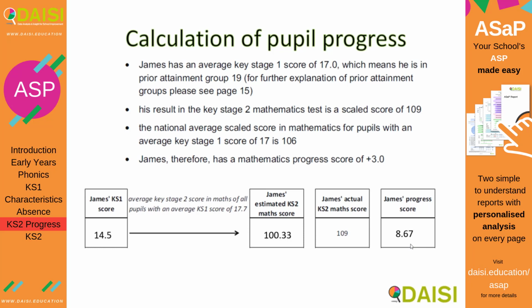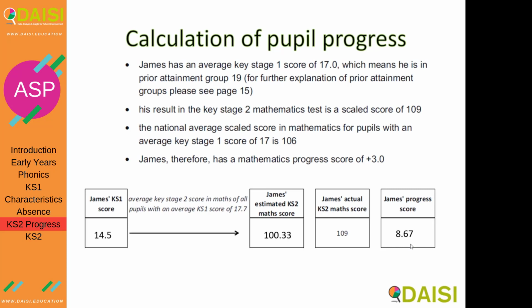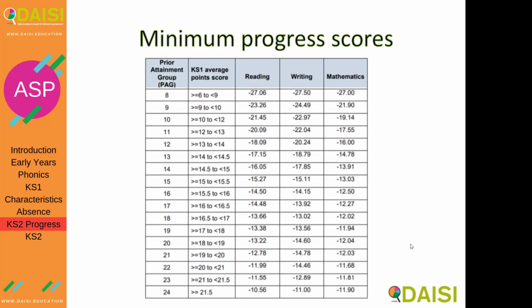And your school's overall progress score is an average of all of your pupils' progress scores, but only where you have a Key Stage 1 average point score. If you don't have a Key Stage 1 average point score, then you have no progress. However, there is a problem with this.